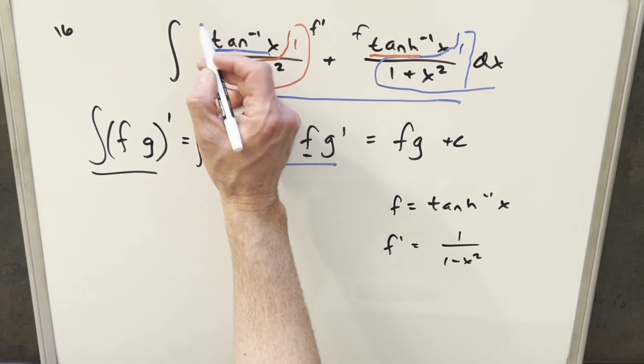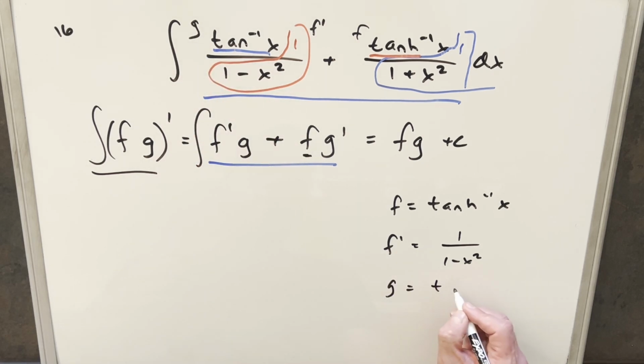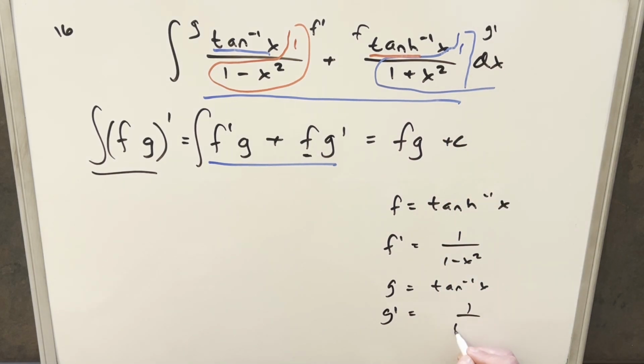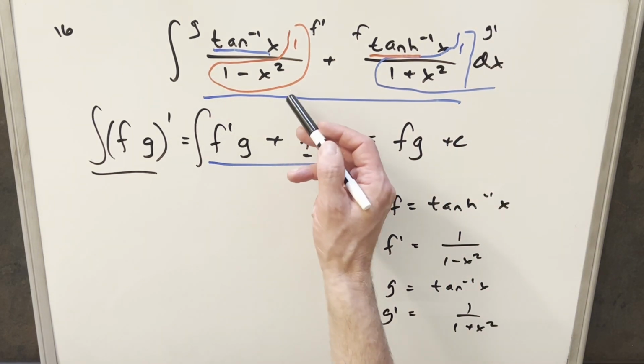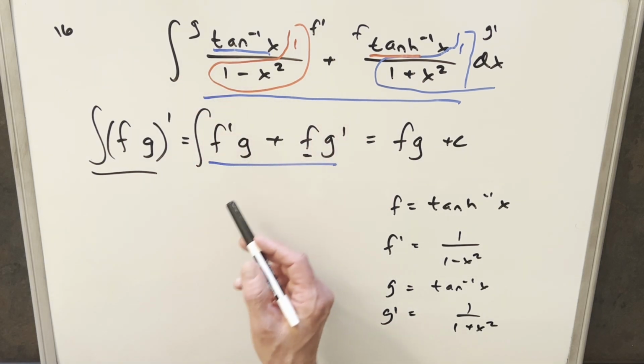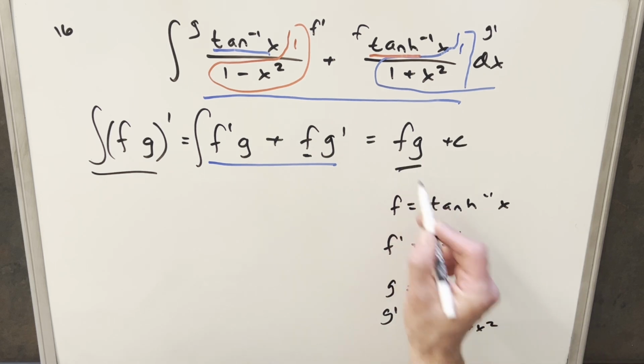And then what we need is we need arctan to be our g. So we'll come down here, g is going to be arctan, and the derivative of that is going to be just this over here. So this derivative is just 1 over 1 plus x squared. Now it's kind of out of order the way we have it written here as g times f prime, and that's the same thing as this, f prime g plus f g prime. So we can go right to our solution, f g plus c.